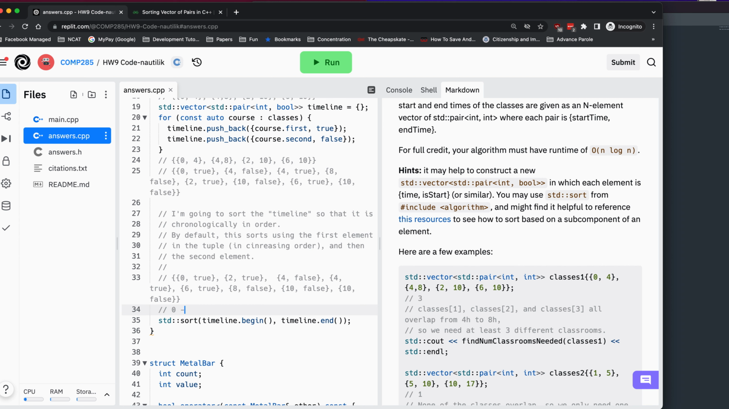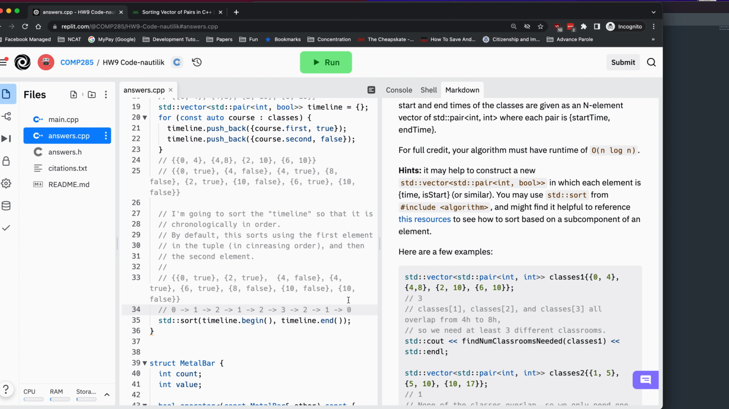We started with no classes running. Then we went to 1 by looking at this first one because 1 class started. Then 2. Then we went back down to 1 because 1 class ended. Then we went back up to 2 because a class also started. Then we went to 3 because another class started. Then we went down to 2, down to 1, down to 0.